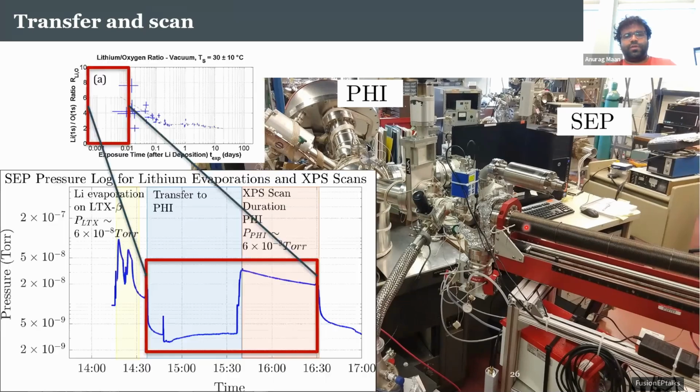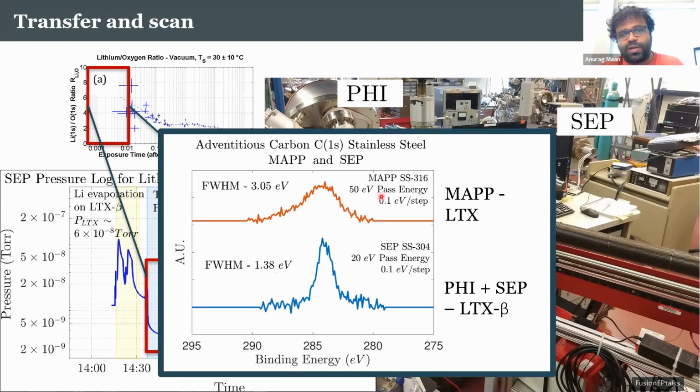And it turns out it works out really well because the minimum duration it took for a map scan is equivalent to the transfer time to the PHI, because the PHI operates at a much lower base pressure. And you can do these back of the envelope calculations to figure out, if you're sitting in residual vacuum at, say, 10 to the negative 7 torr, for 10 minutes, what is the equivalent time at 10 to the negative 9 torr, for example? Once you do all of this, you can make a direct comparison with MAP.